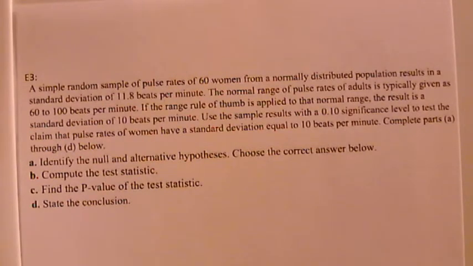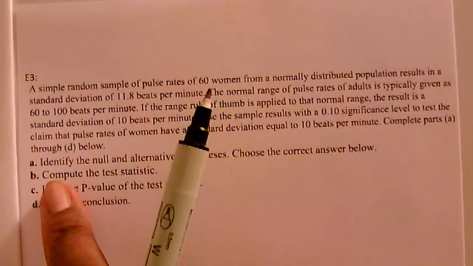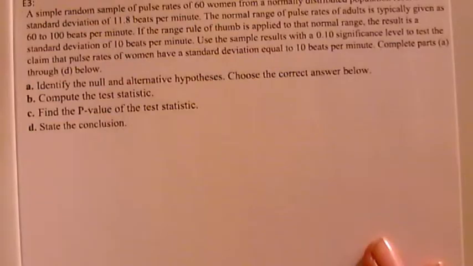If the range rule of thumb is applied to that normal range, the result is a standard deviation of 10 beats per minute. Use the sample results with a 0.10 significance level to test the claim that the pulse rates of women have a standard deviation equal to 10 beats per minute. Again, we'll use the 8-step procedure to answer parts A through D below. Steps 1, 2, and 3 will help us answer part A, identify the null and alternative hypothesis.